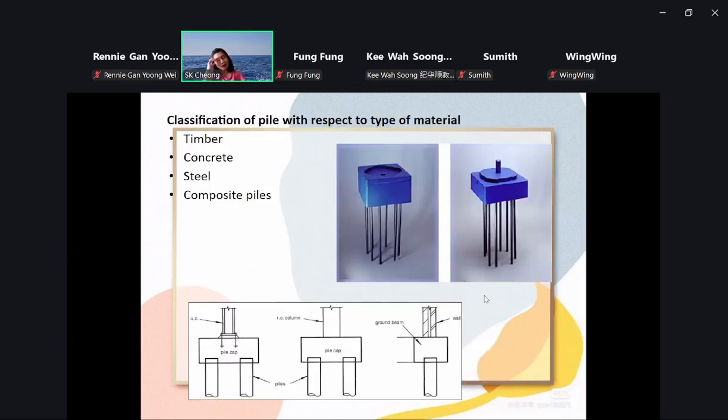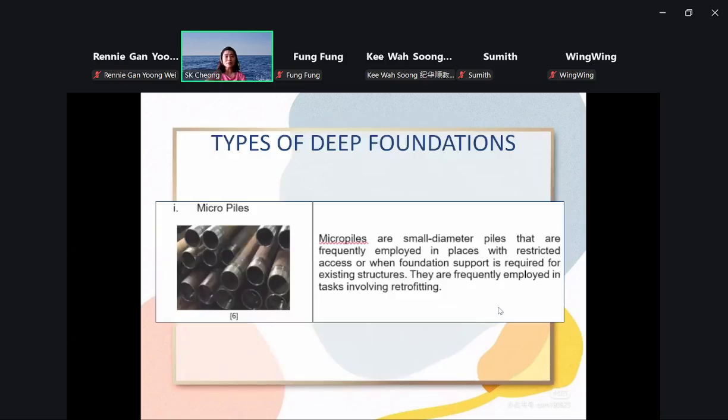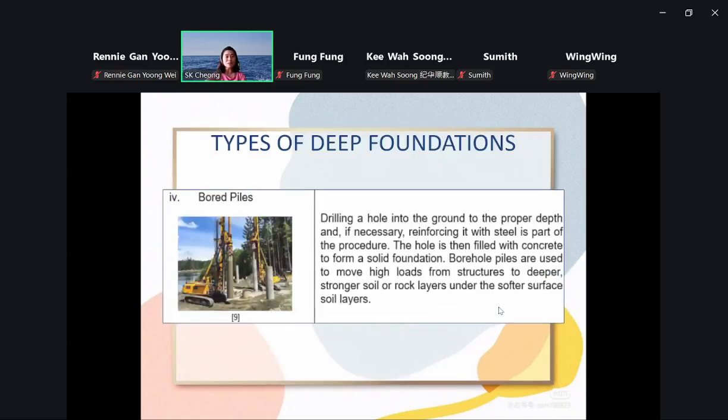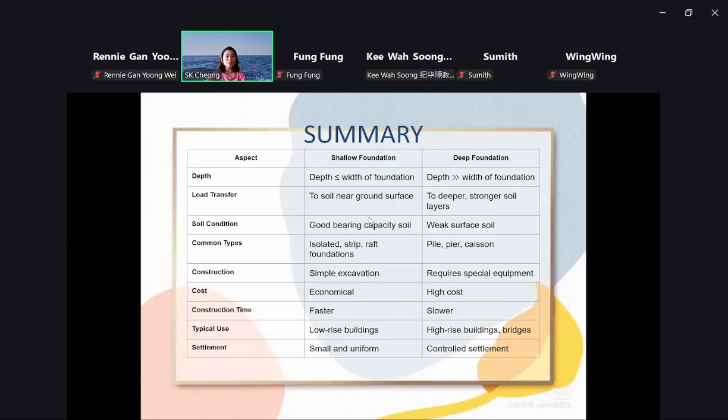I think I need to confirm that, but I may give a situation just like what we have, a scenario where you yourself decide what type of foundation is the most suitable. Types and types. This is the summary for you. It's even easier if you can understand, then you can easily write down.